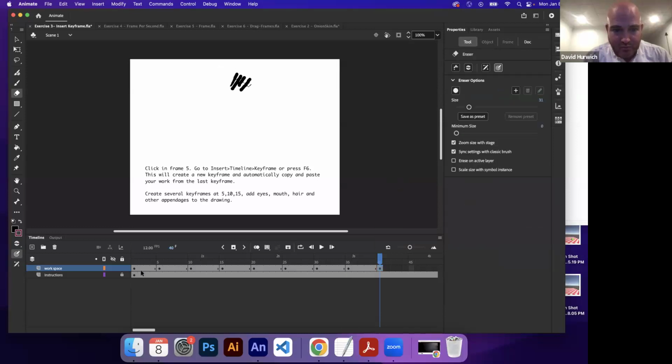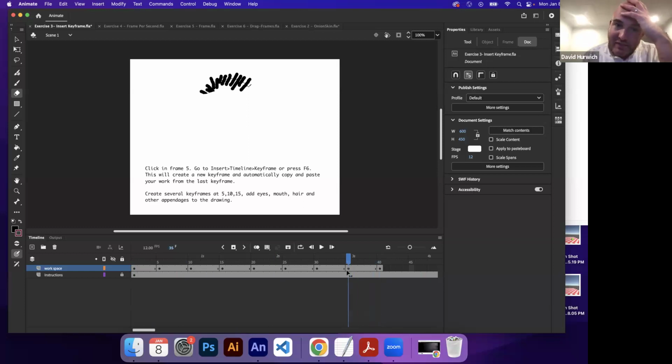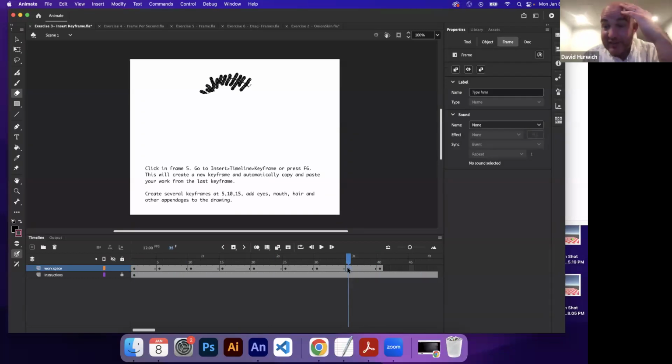All right, play back my animation. Okay, there you go. That is using keyframe. So a blank keyframe adds an entirely blank new place to draw. Insert keyframe copies what was in the last keyframe and creates a new page, so to speak, and then automatically copies it.